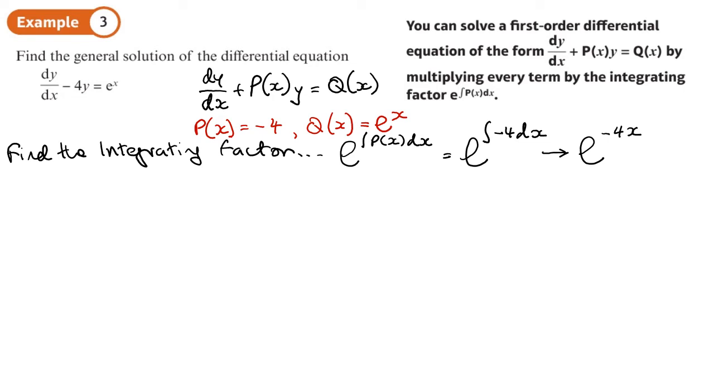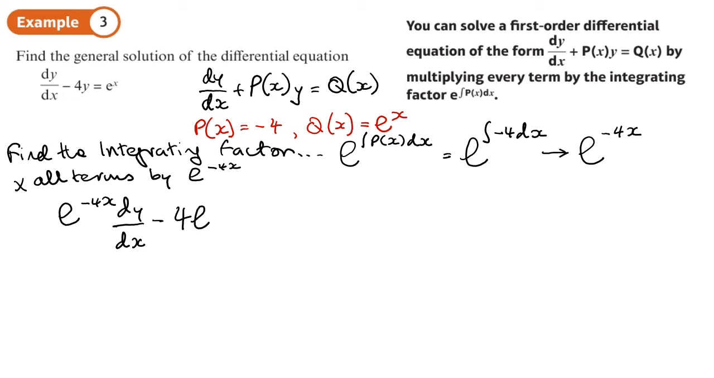Now there's no plus c here, so that means taking every term of this and multiplying it by e to the power of -4x. So I'll just write down times all terms by e to the -4x. So I'll have e to the -4x dy dx minus 4e to the -4x y equals e to the x times by e to the -4x.